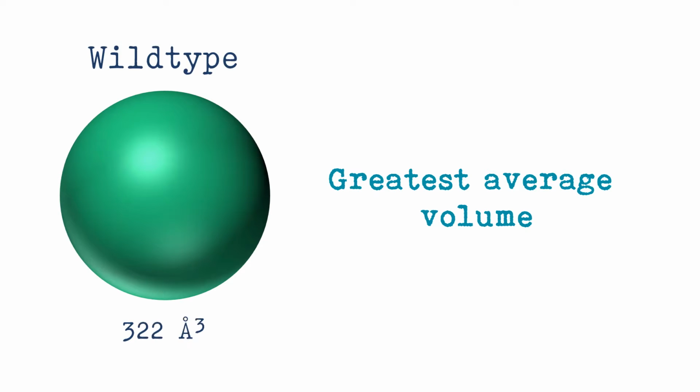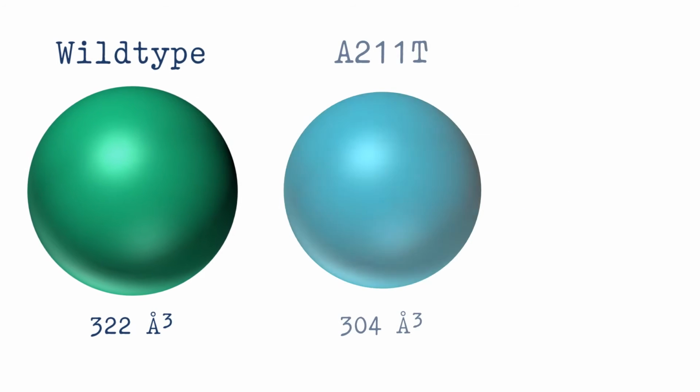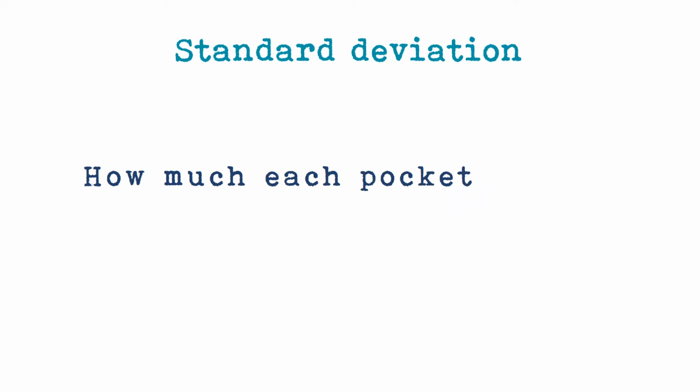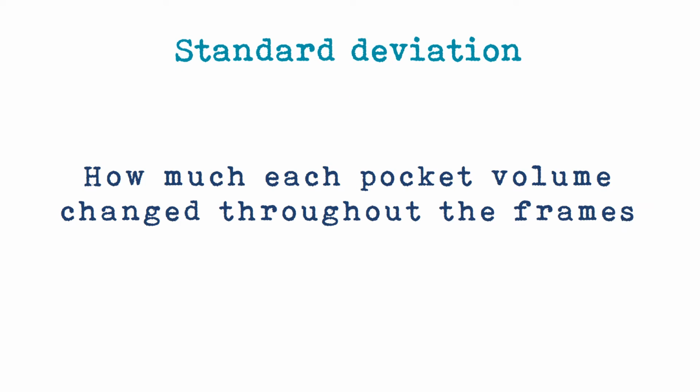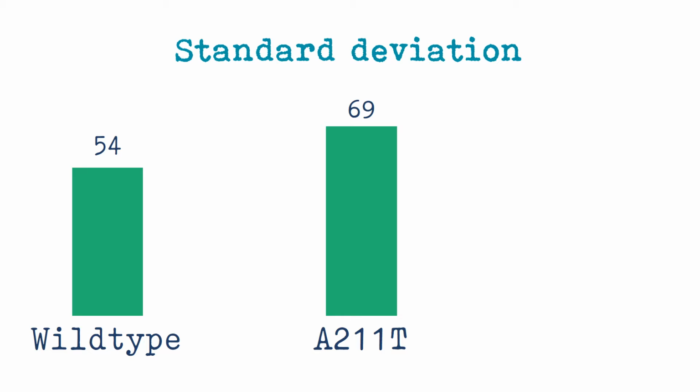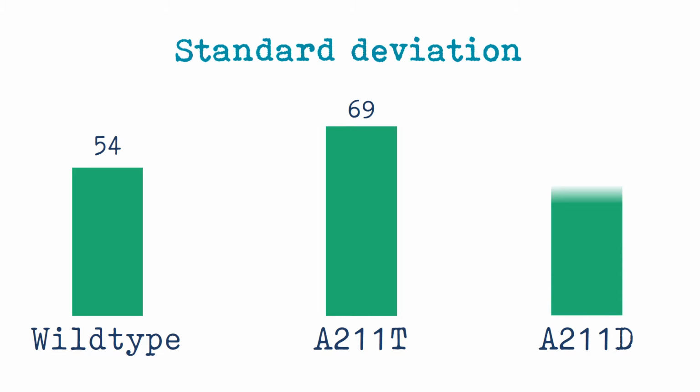After doing the PyVOL analysis, what I found is that the pocket with the greatest average volume is the wildtype PKA. The mutated A211T is 6% smaller, and A211D is 39% smaller than the wildtype. I then calculated the standard deviation of each mutation and the wildtype in order to know how much each pocket volume changed throughout the frames. The one that changed the most was A211T, changing 27% more than the wildtype. A211D, however, changed 12% less than the wildtype.